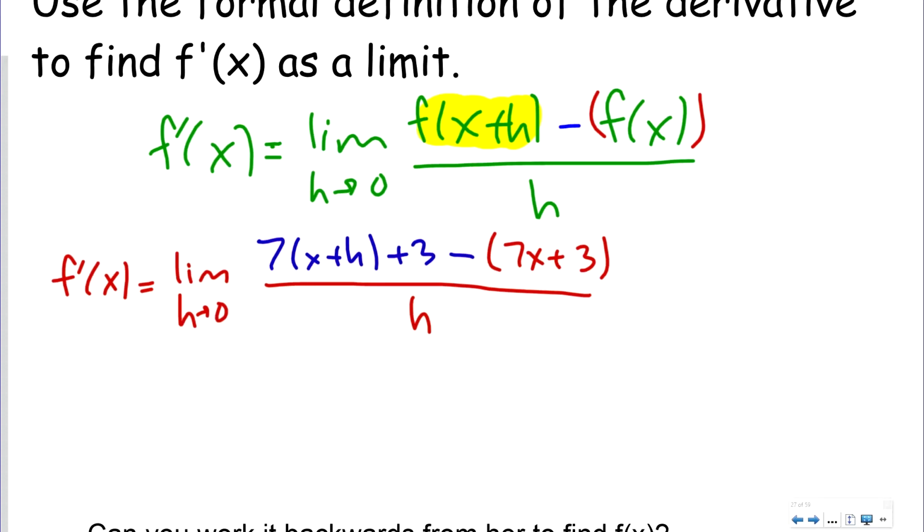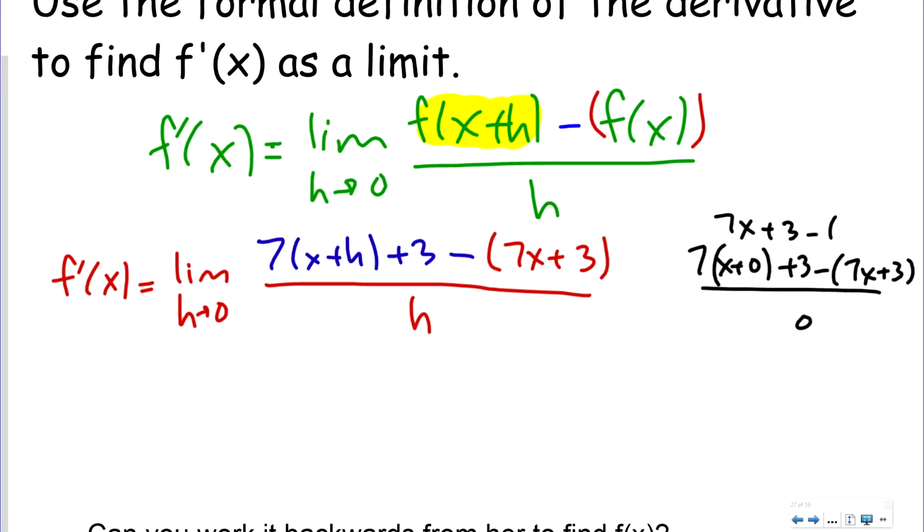And you've done this before. This is to distribute and simplify. If everywhere there's an h, I put in 0, what I'll get is 7x plus 0 plus 3 minus the quantity 7x plus 3, over 0. And that gives me 7x plus 3 minus 7x plus 3, which is equal to 0. And so this will give me 0 over 0. Oh, gotta do something else.